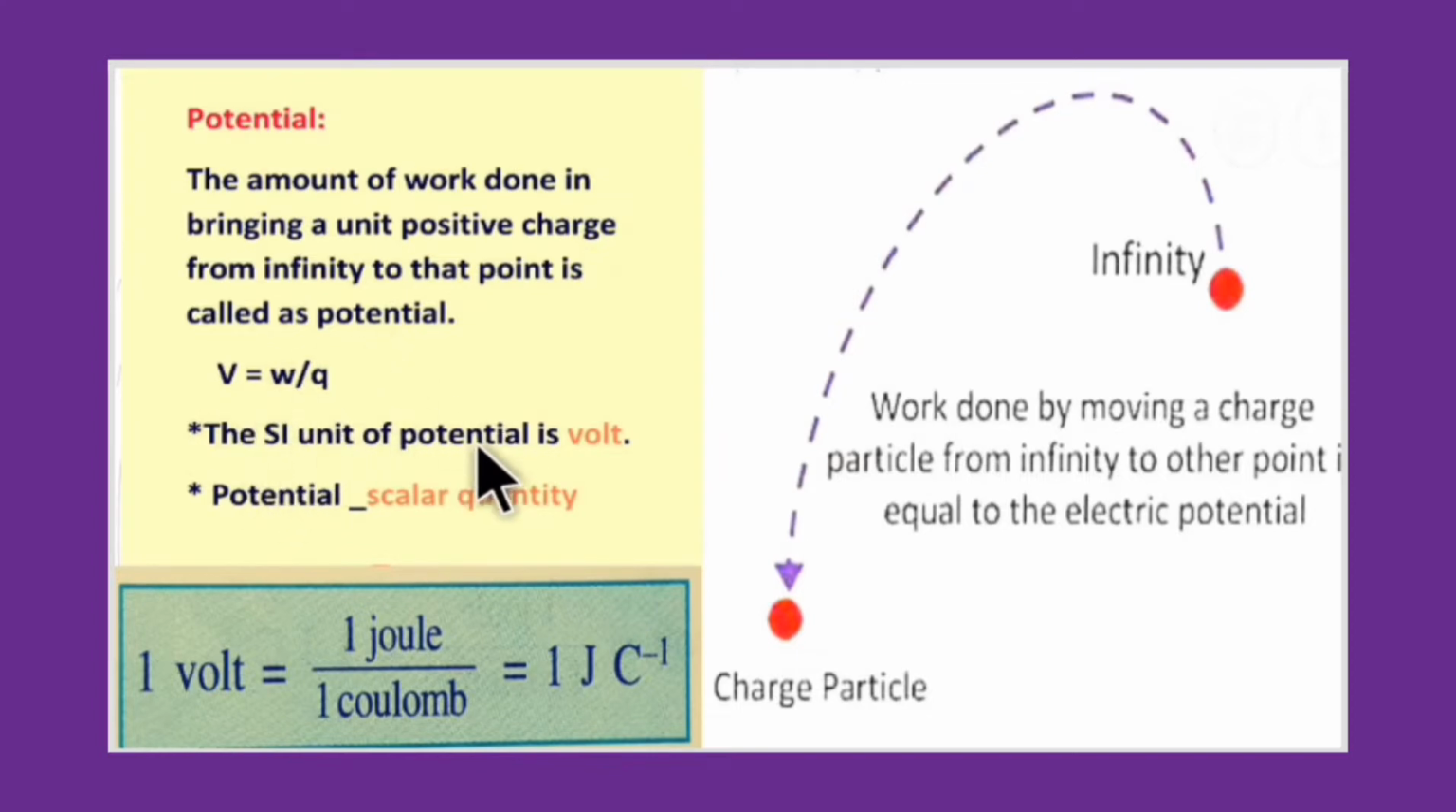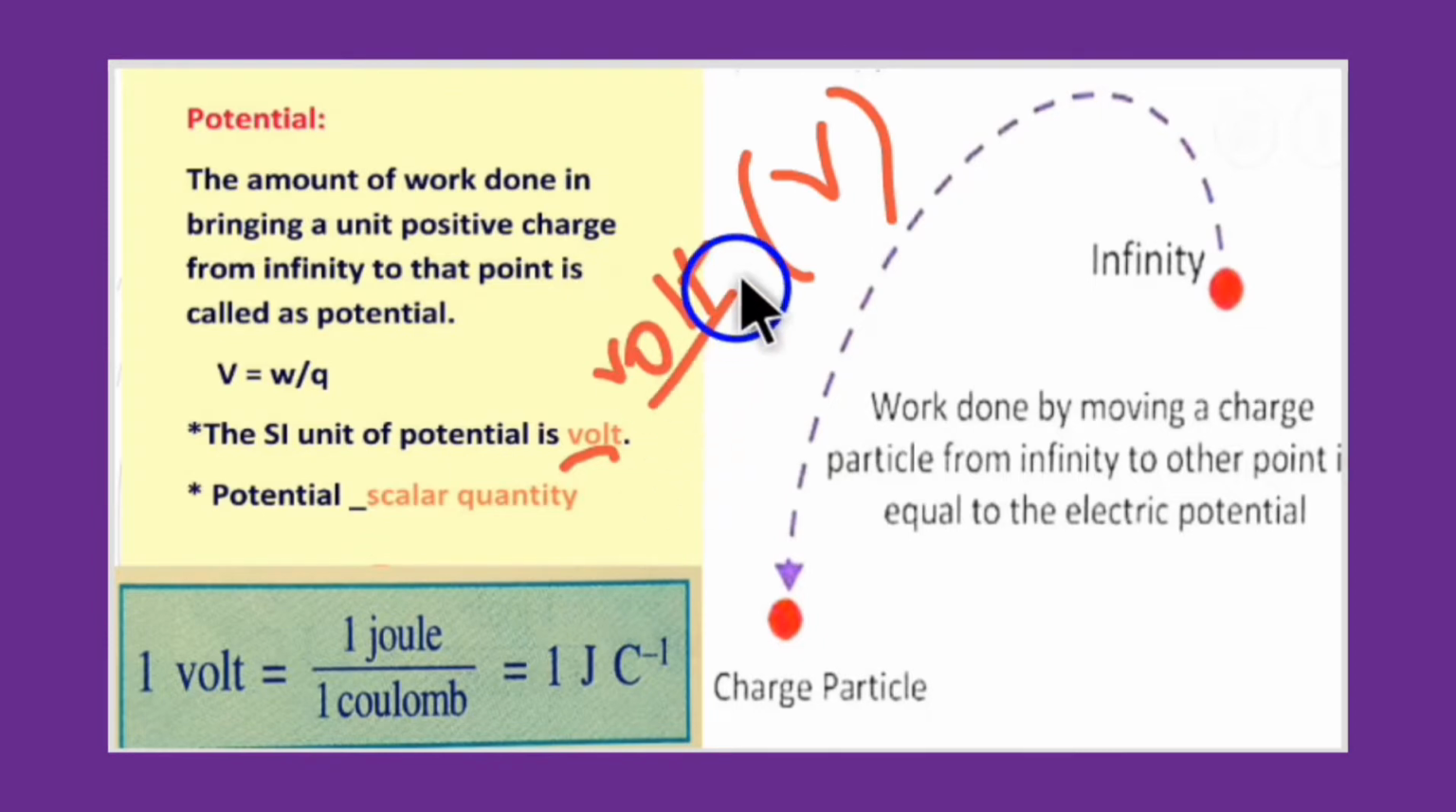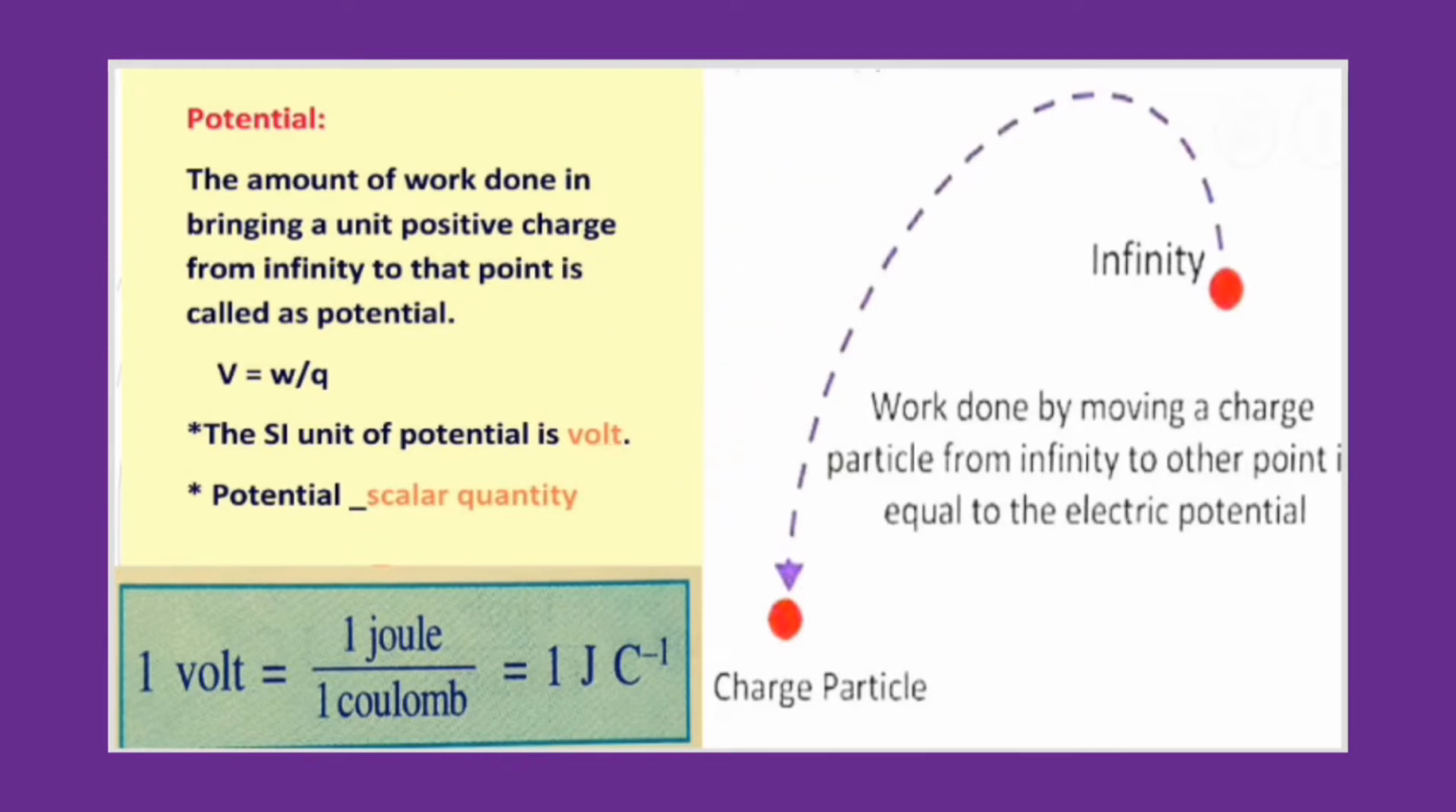The SI unit of potential is volt. This is named after a scientist, Alessandro Volta, who gave this definition, and so his name is kept. When we write the SI unit as a full word, all the letters should be small letters. Only when we write the symbol for a unit named after a scientist should it be a capital letter. Otherwise everything should be in small letters, even though it is named after a scientist.